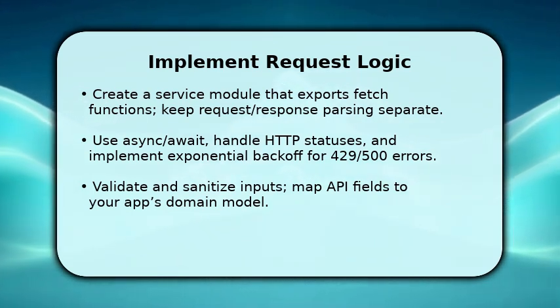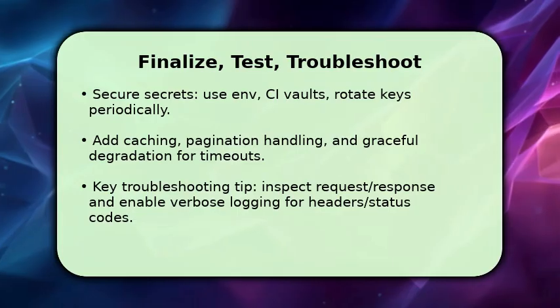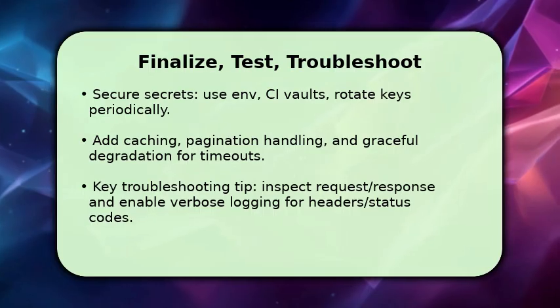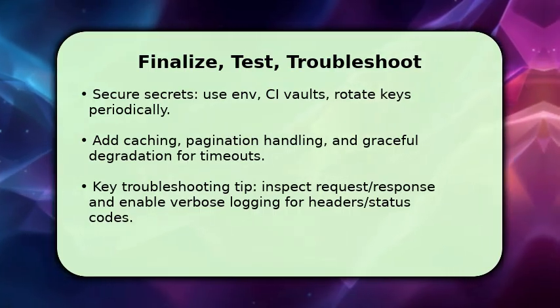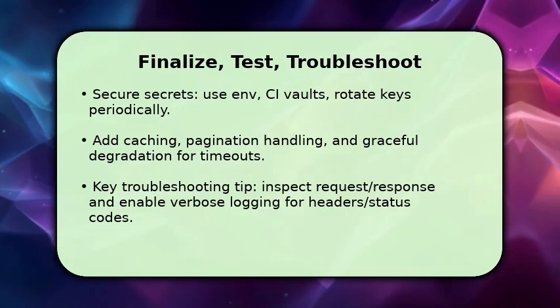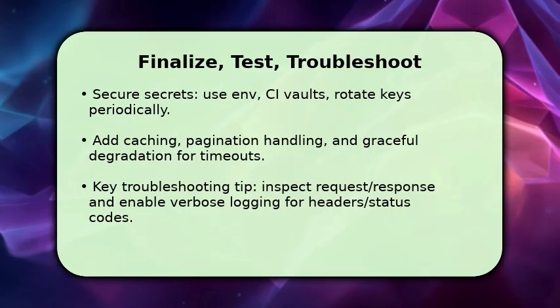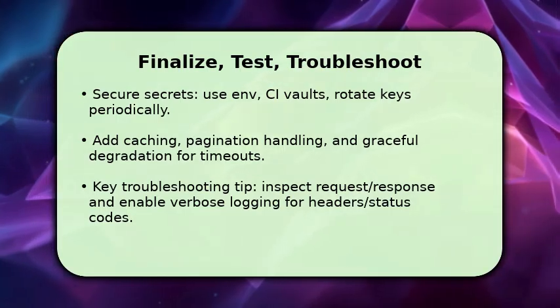Finish by integrating the service into your app and adding caching or pagination handling where the API returns large datasets. Make sure secrets live in environment variables or a secrets manager and set up CI to inject them. Rotate keys regularly. Run integration tests against a sandbox endpoint if available.